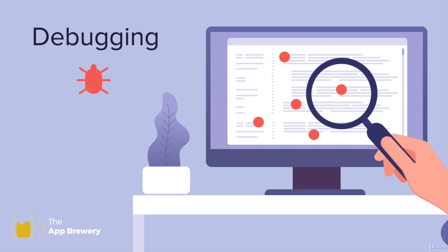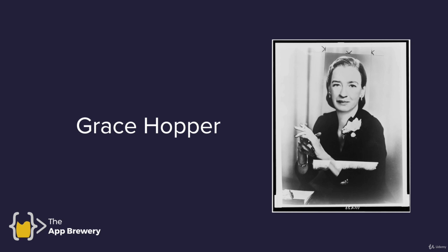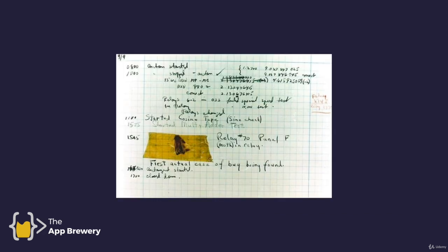Now, the first documented bug was actually found by this lady, Grace Hopper. She was probably one of the first programmers and one of the pioneers of the job that we're undertaking right now. In her notes, you'll find a moth that's been taped to the notebook. This was found in a relay that was preventing her code from running properly. And this was pretty much the first actual case of a bug that's been found in a computer.